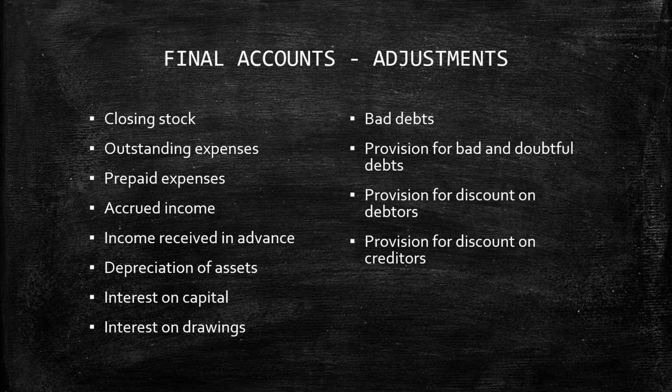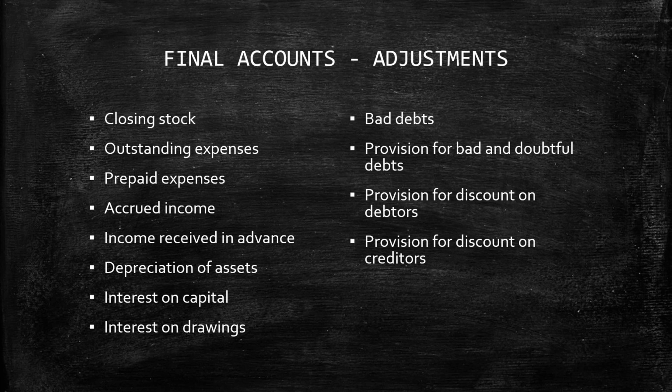Then provision for bad and doubtful debts is when you are not sure whether you will get the amount or not. So it is a little bit difficult, right? So you couldn't predict. So then you will create a reserve for it. So when you create a reserve, you have to enter the amount in the debit side of the profit and loss account, and you have to deduct it from the debtors in the balance sheet.